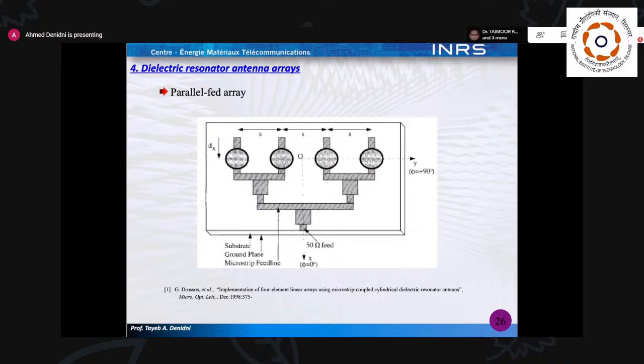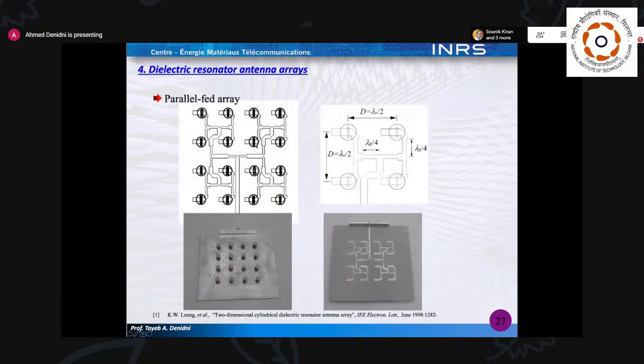Here is an example of a parallel-fed array. We can see here four cylindrical elements. They use some slots, and this is the feeding network for the array. That's it. And here we can go with something more complicated. Here we have 16 elements. We can see this work from Long and all, a two-dimensional cylindrical array. You can see here the pictures, and here also the feeding network.